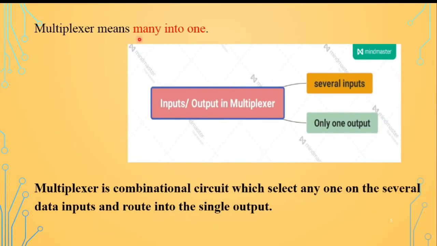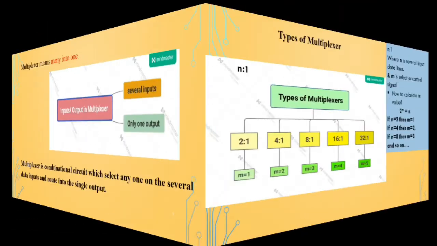Multiplexer means many into one. Many means several input data lines which are converted into only one output, that is a single output. So the multiplexer is a combinational circuit, which does not have memory, which selects any one of the several data inputs and routes it to a single output. Many into one, so this is called the multiplexer.